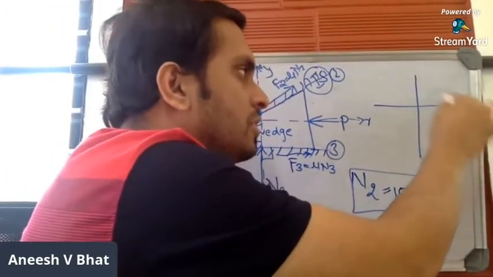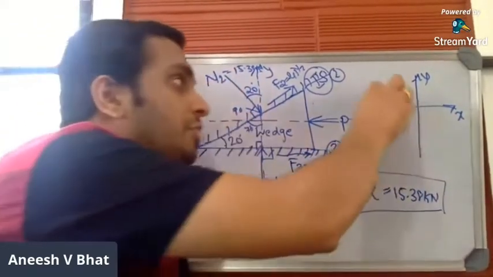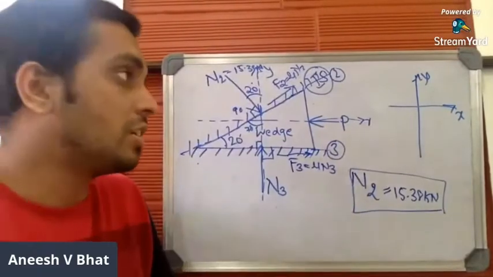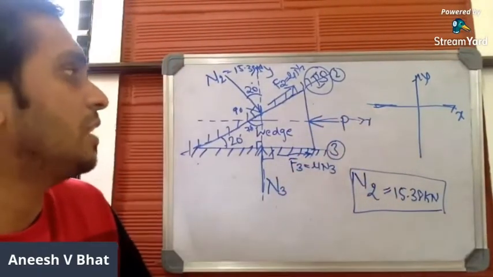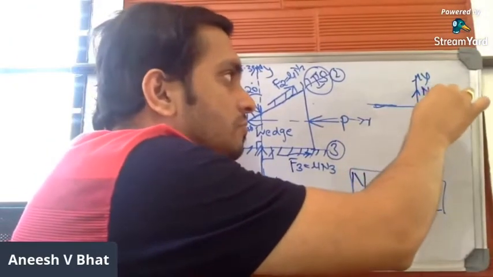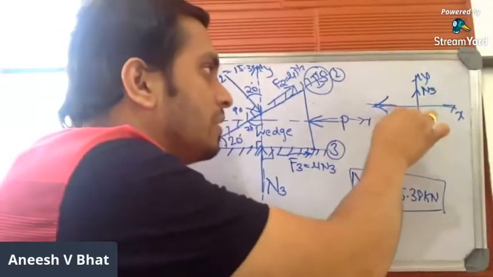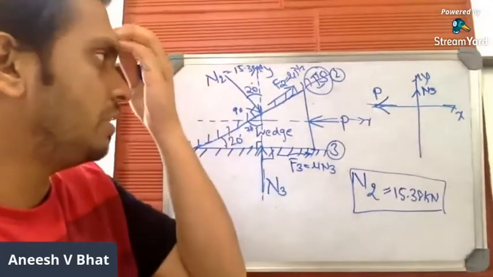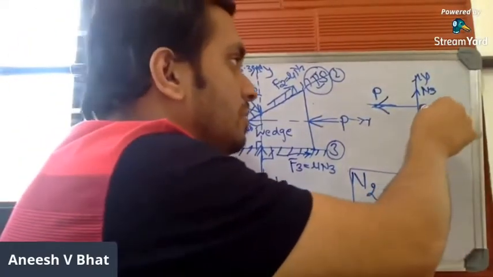Let me draw the free body diagram. This is X, Y. There is no self-weight to mark here. Let us mark all the forces. N3 can be marked here. P can be marked here. This is the external force P. F2 can be marked here in the first quadrant.